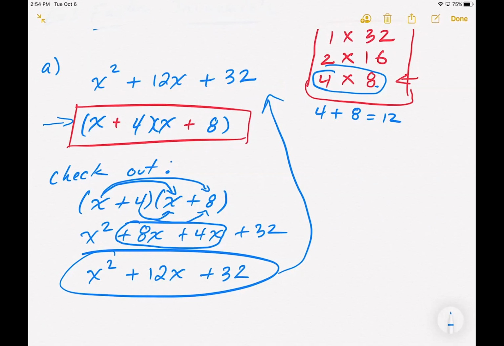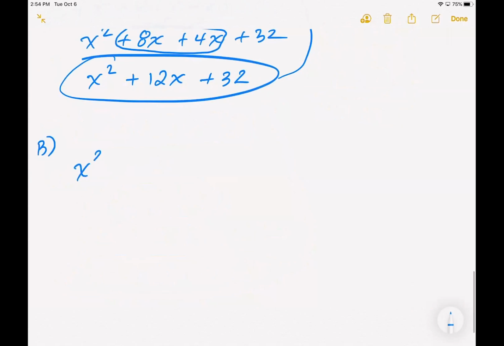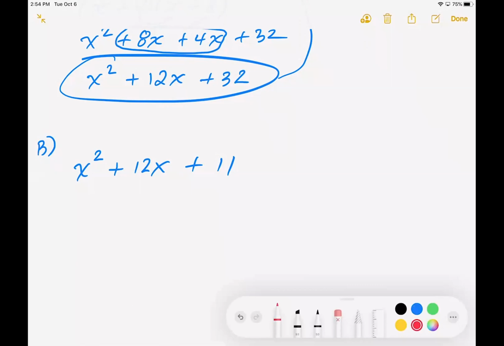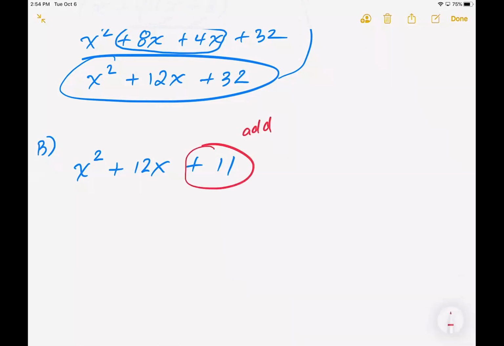Let's try another one. Let's say I have x squared plus 12x plus 11, right? Why do I say make it easy? Because if you get this one wrong, we are in bad shape. Looking at it, do you see the last item is positive? If it's positive, we think in terms of adding.